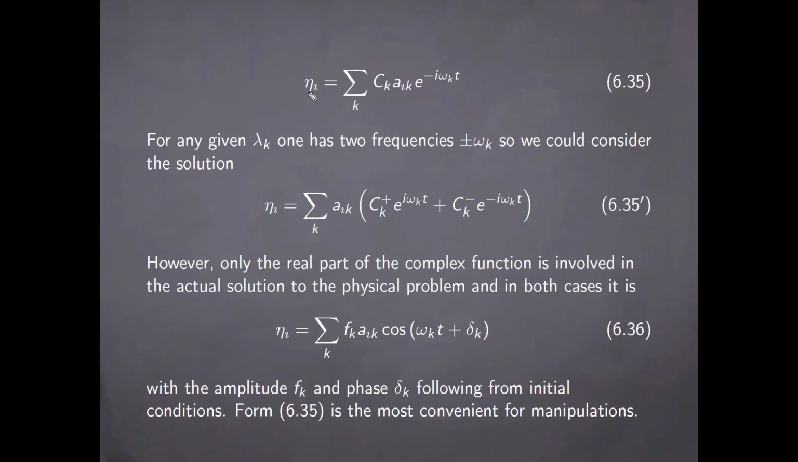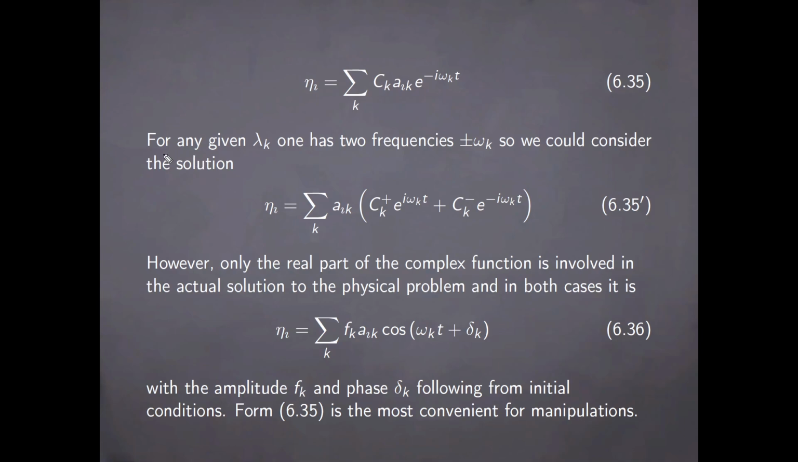So as such, we can write the general solution for the coordinate, let's say eta i, as a linear combination of the components of the eigenmodes multiplied with the corresponding oscillation and a scaling factor.